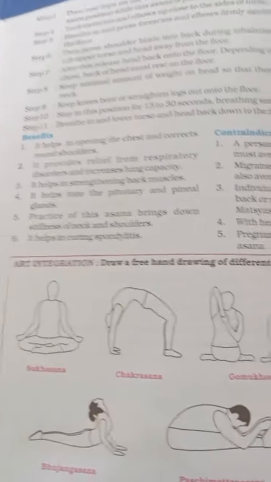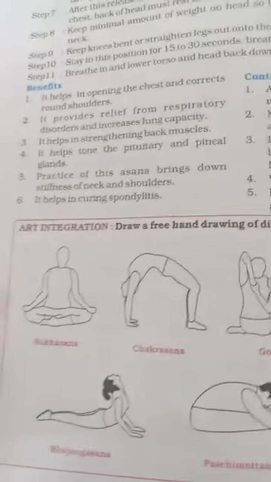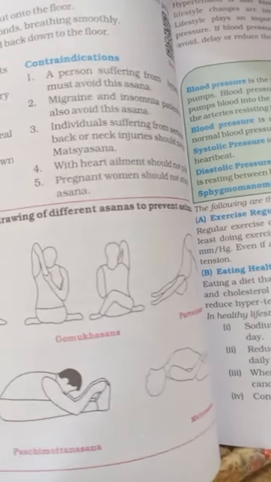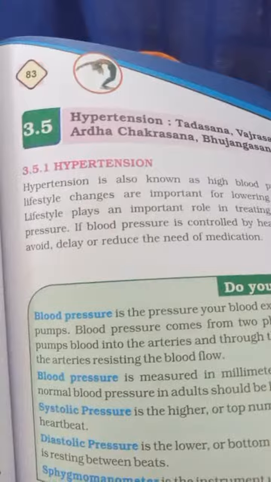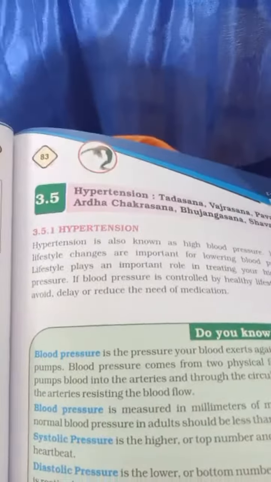So these are the asanas to prevent asthma. You can check this: Sukhasana, Chakrasana, Gomukasana, then Parvatasana, Bhujangasana, Pachimottanasana and Matsyasana. So those who have asthma can take care of yourself by doing the asanas which I mentioned just now. For hypertension, the asanas are Tadasana, Vajrasana, Pavanamuktasana, Ardha Chakrasana, Bhujangasana and Savasana.